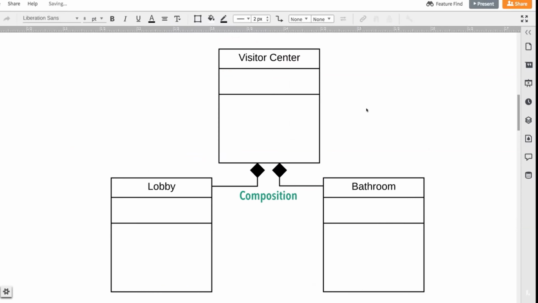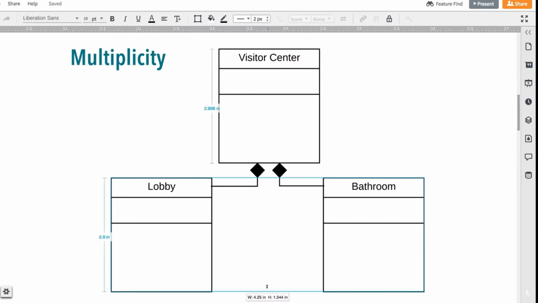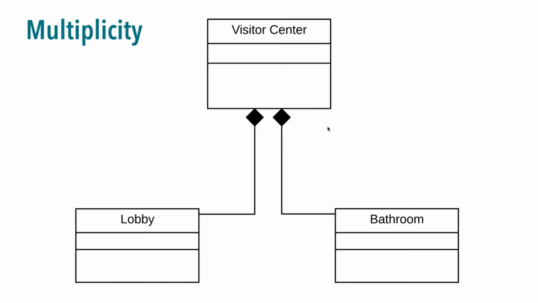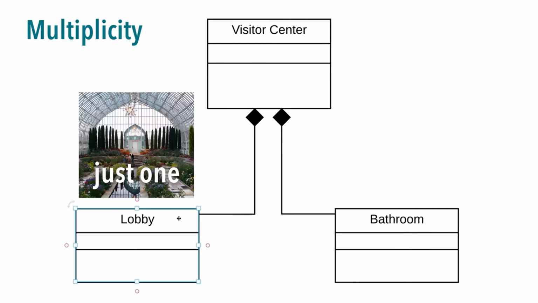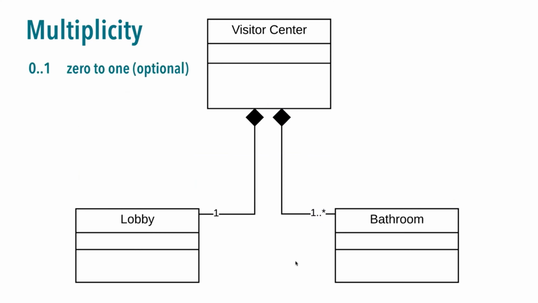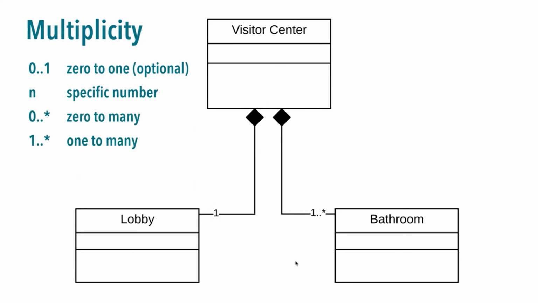Another important concept when talking about relationships in UML class diagrams is multiplicity. Multiplicity allows you to set numerical constraints on your relationships. For example, let's say we want to specify that our visitor centers are going to have just one lobby. We simply write the number 1 here, meaning that there can be one and only one lobby per visitor center. But for bathrooms, maybe we want to make it so that there's at least one bathroom per visitor center, but leave the option to have as many as you'd like. We'd use this notation to denote one or many bathrooms. Other types of multiplicity are 0 to 1, which is an optional relationship, n representing a specific amount, which in our example was 1, but it could be any other number depending on your use case, 0 to many, 1 to many, or a specific number range.